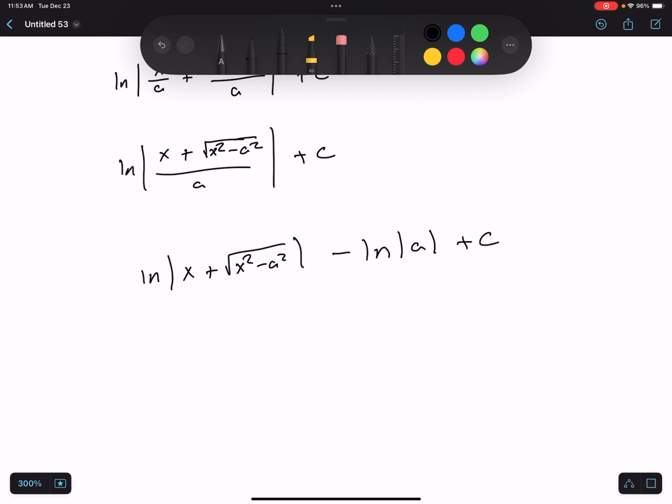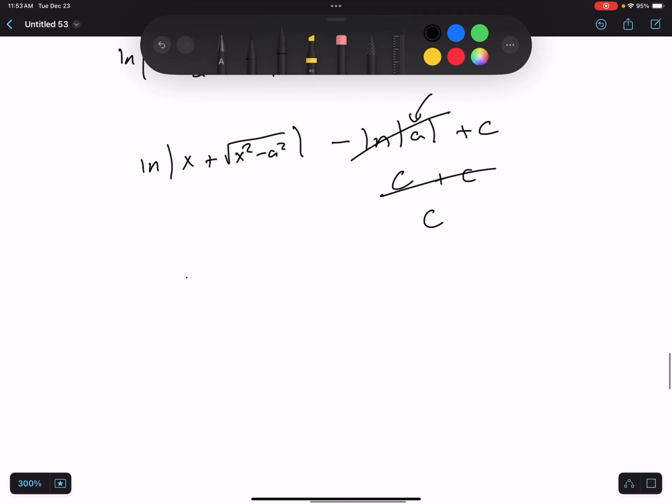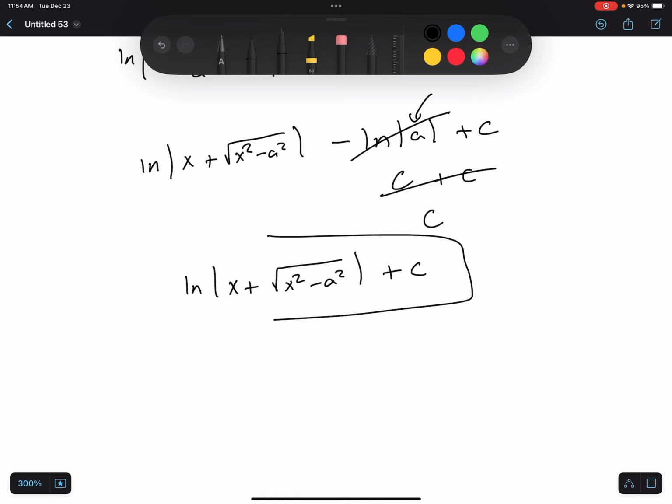And in this case, of course, a is just a constant. And what that means is that the natural logarithm of a is also just a constant. And so because this can be rewritten as a constant, now we have a constant plus a constant, which is just a constant. And so what this can also be simplified down to is the natural log of the absolute value of x plus the square root of x squared minus a squared, plus a constant. And this is a decent alternative version of our answer to our integral.